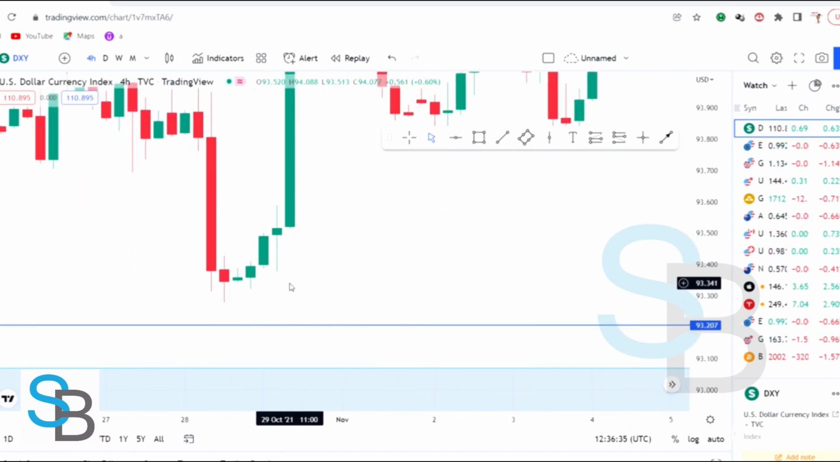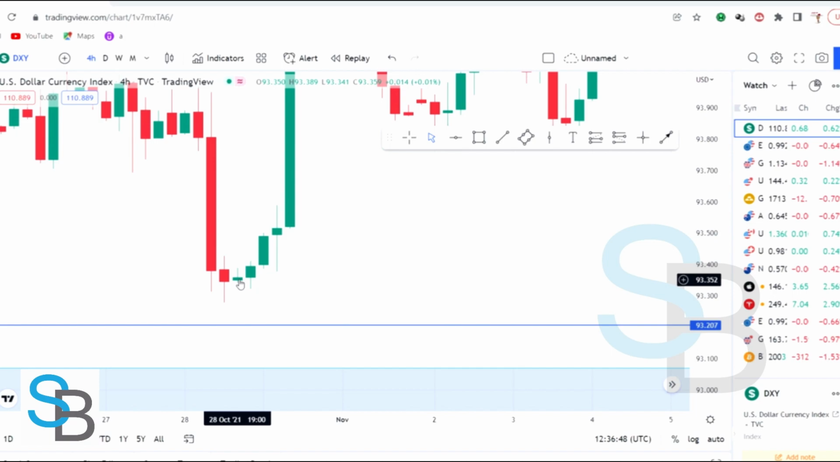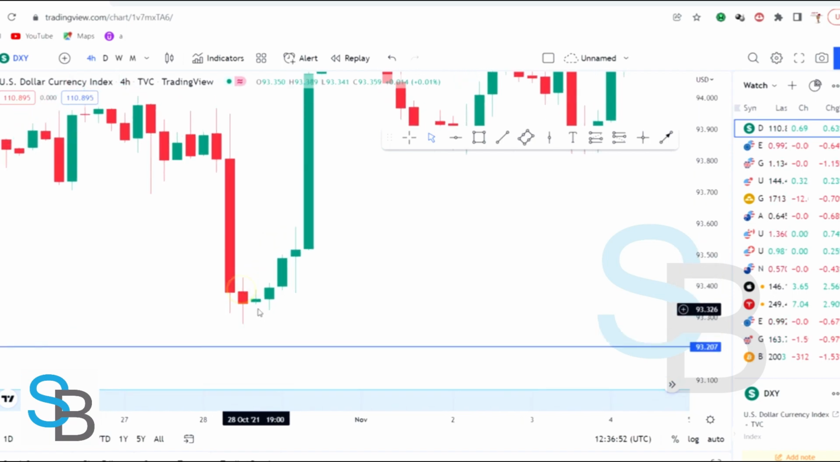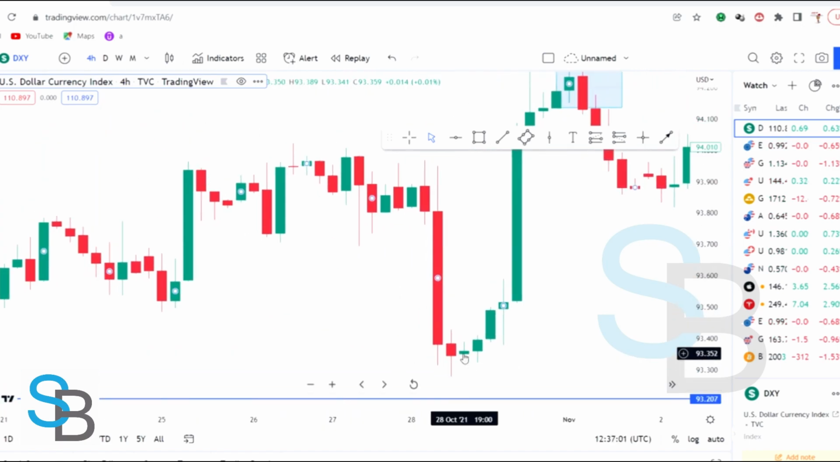Now, this is an example of a hammer. As you can see, this is an example of a hammer, or rather an inverted hammer. This is an example of an inverted hammer. As you can see, the upper wick is more than 2 times the size of the body, and the lower wick is very small. This is an inverted hammer.